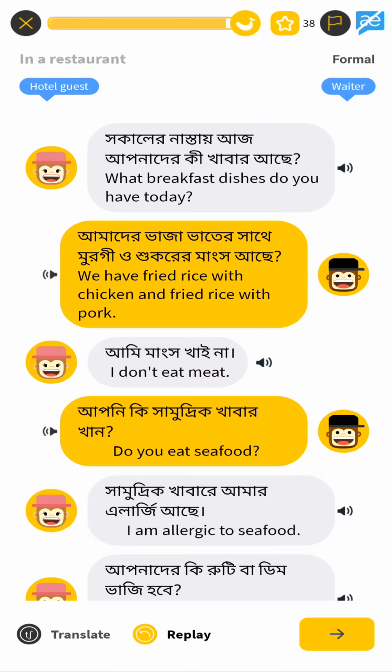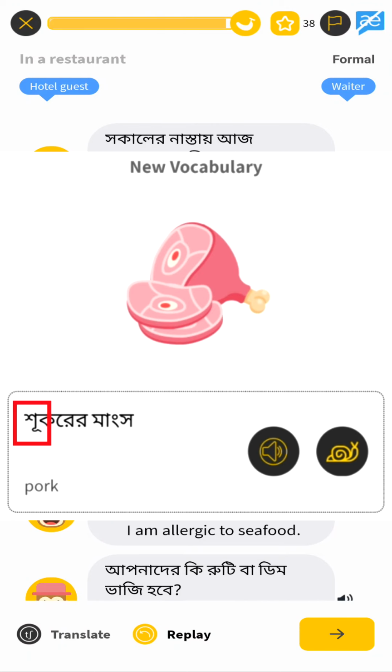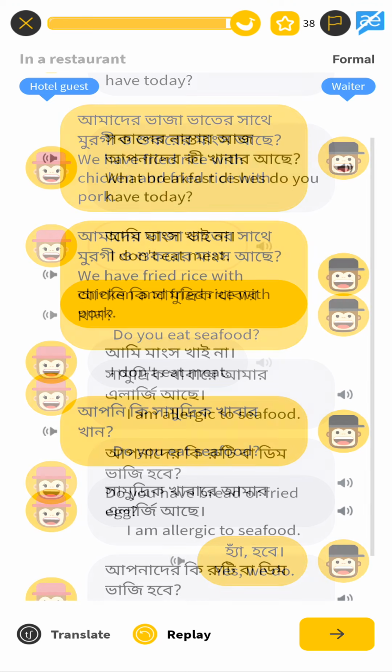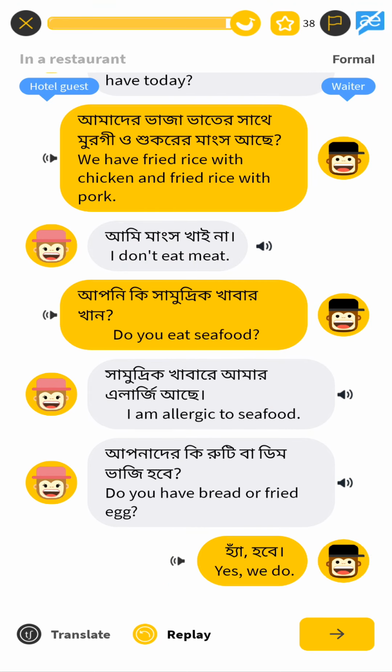Oh, you know what it was? I think earlier when it wrote pork in the script, it used a different combination of letters. We have fried rice with chicken and fried rice with pork. Ami mangsho khai na. Wait, what? Isn't that person saying amio, as in I also? It should be ami mangsho, but I think they're saying amio mangsho. Or is he just saying ami mangsho and not saying the M from the mangsho? Maybe that's it.